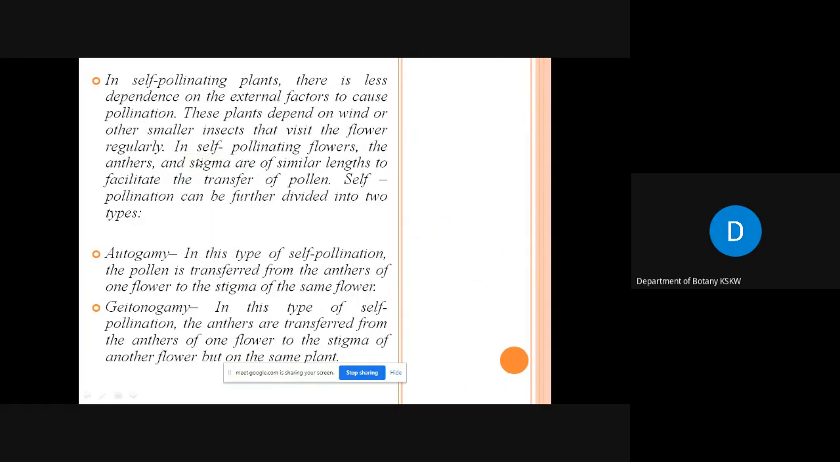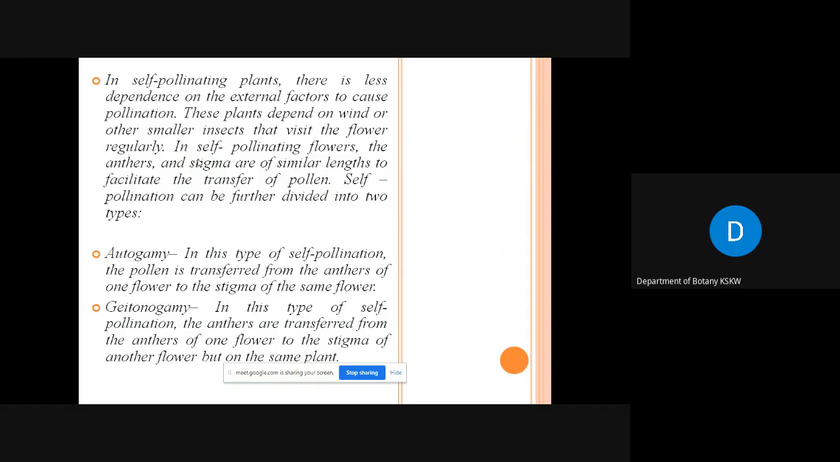In self-pollinating plants, there is less dependency on external factors or agencies for pollination. These plants depend on wind or smaller insects that visit the flower regularly. If in self-pollinating flowers the anther and the stigma are of similar heights, to facilitate the transfer of pollen, self-pollination can be divided into two types: autogamy and geitonogamy.